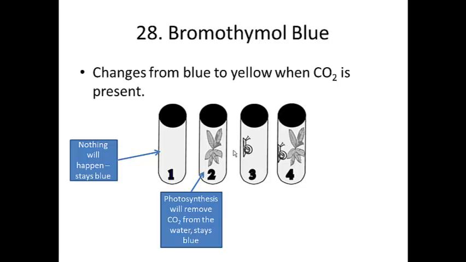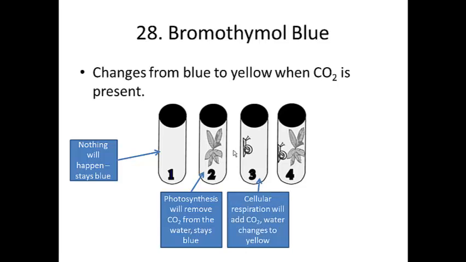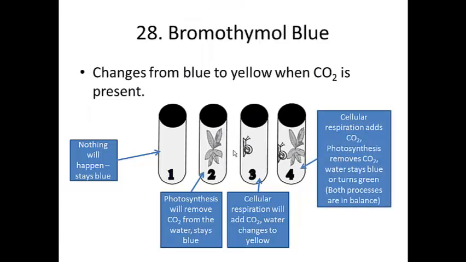In this case, the plant would eventually die because there's nothing to replace the CO2, so that would be bad news for the plant. In the snail beaker, cellular respiration is occurring, and that is adding carbon dioxide. So the water will change to yellow. And the snail will also die because there is nothing to take up its carbon dioxide and make sugars for it to have as food.